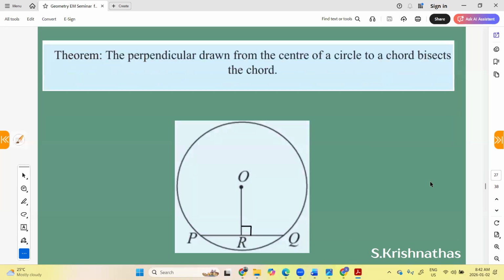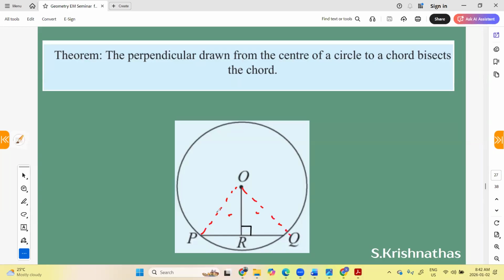The perpendicular drawn from the center of a circle to a chord bisects the chord. Okay, this is the perpendicular, students. Then we can prove PR equals RQ. How to prove the same? Join.